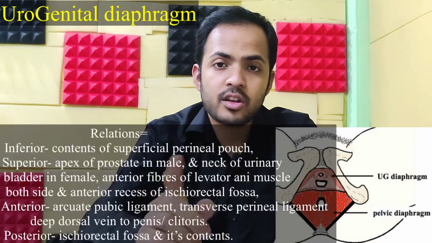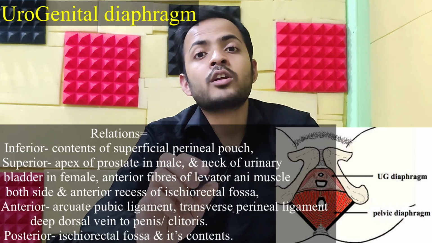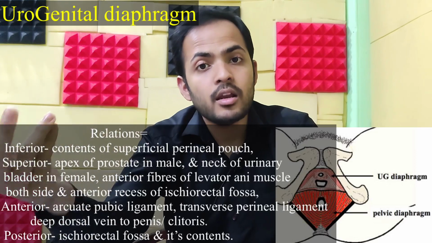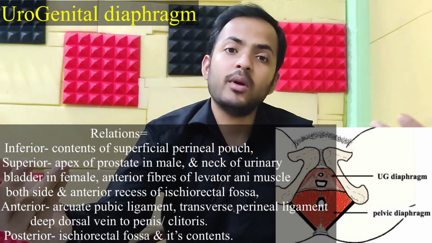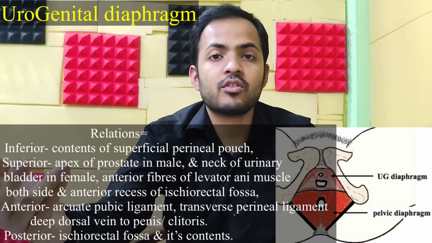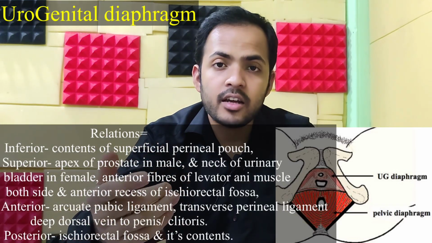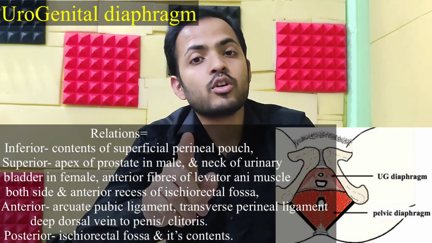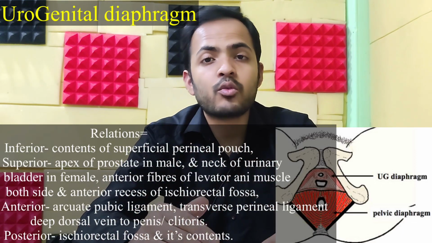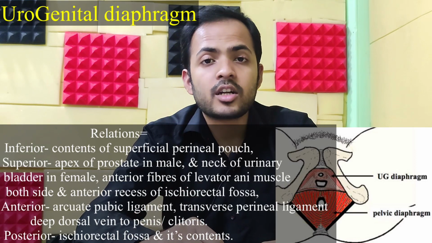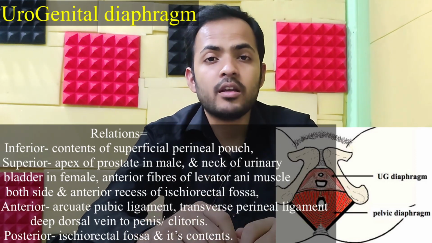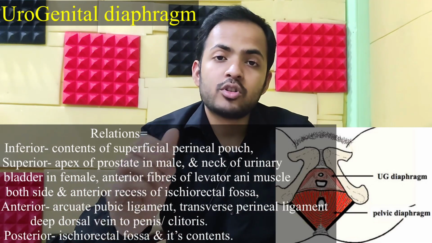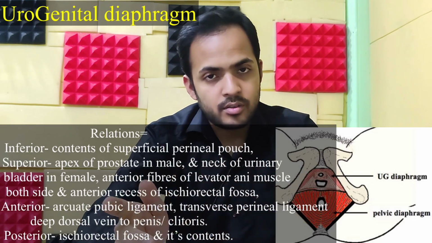What are the relations of this urogenital diaphragm? Inferiorly you are getting the contents of the superficial perineal pouch. Superiorly you are getting the apex of the prostate in male and the neck of the urinary bladder in female, along with the anterior fibers of both sides of levator ani muscle and anterior recesses of the ischiorectal fossa. Ischiorectal fossa I told you about in my earlier video. Anteriorly the arcuate pubic ligament, along with the transverse perineal ligament, deep dorsal vein of the penis or deep dorsal vein of the clitoris, and posteriorly you are getting the ischiorectal fossa and its contents.